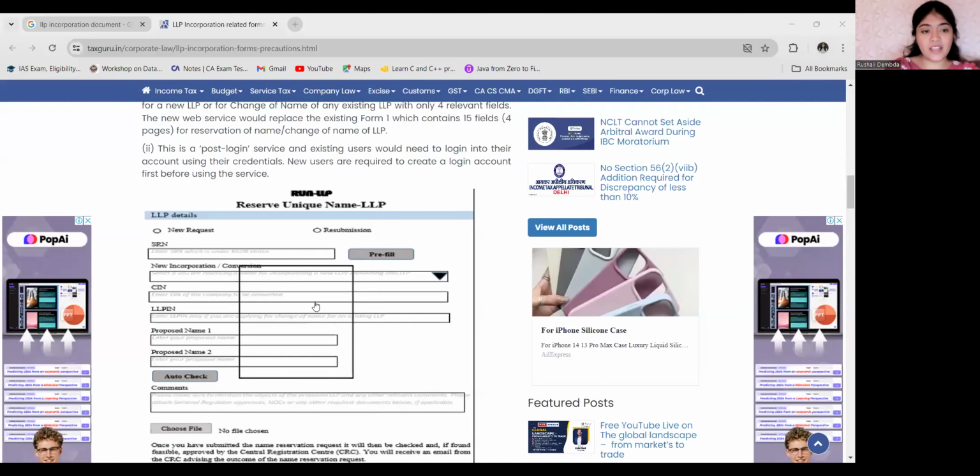Somehow like this, it will appear. Your SRN number is to be given, then your CIN number. If you are a company, a body corporate, you have to mention the CIN number. The LLP pin they will give you, the proposed name, and comments, etc. This is your document for your LLP registration, incorporation registration.